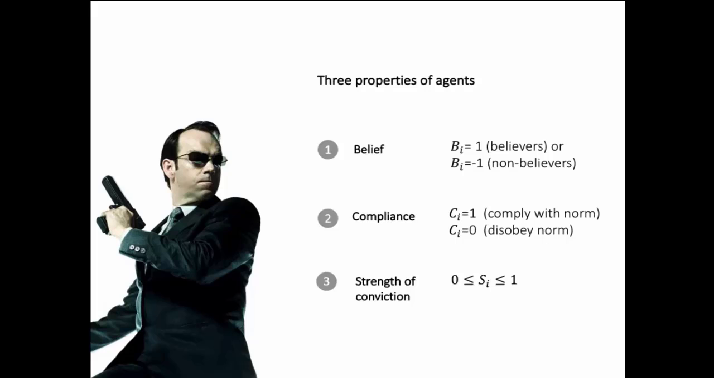We can represent these things mathematically. You have a belief of 1 if you really believe in it, or a belief of -1 if you truly don't believe in it, and so on. Then you have compliance, which is 1 if you comply with the norm, and 0 if you disobey the norm. And then you have a value that ranges from 0 to 1, which is just how strong your conviction is, like how much you really care about this at the end of the day. That's the starting conditions of these properties.